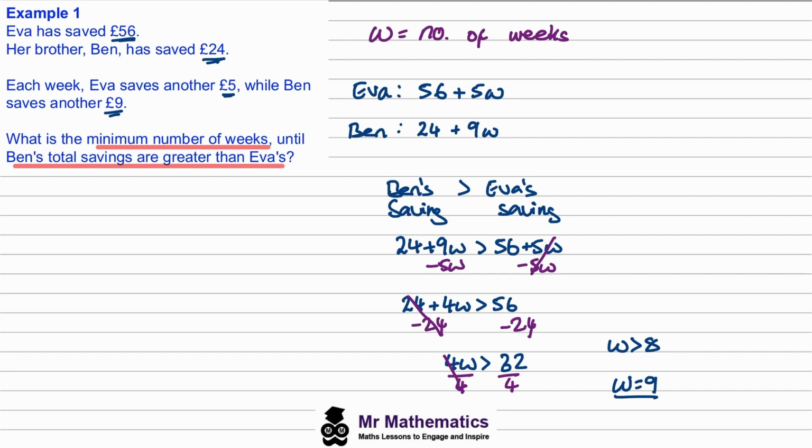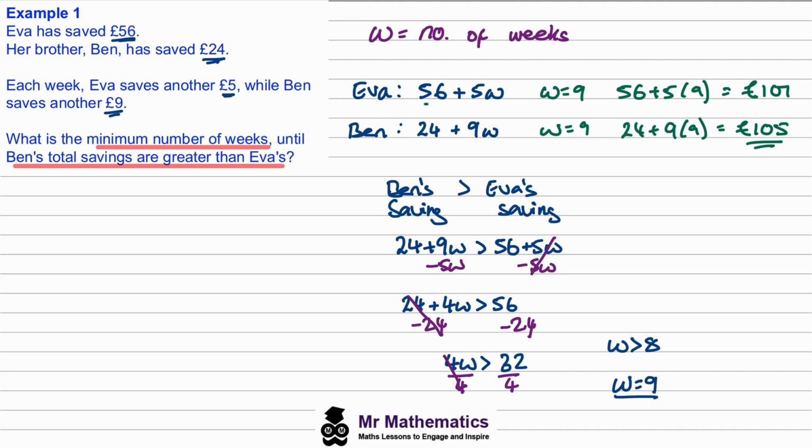And we can check this works. We can substitute 9 into each of these. Well, 56 plus 5 times 9 will give us £101. And then we'll have 24 plus 9 lots of 9. And that will give us £105. So you can see on the 9th week, Ben's savings has overtaken Eva's.